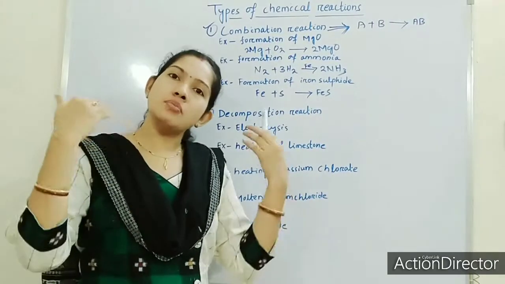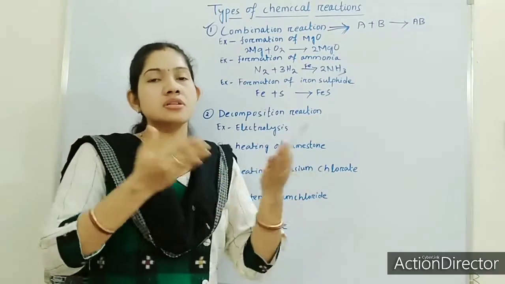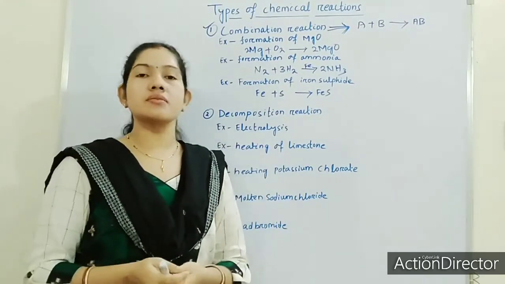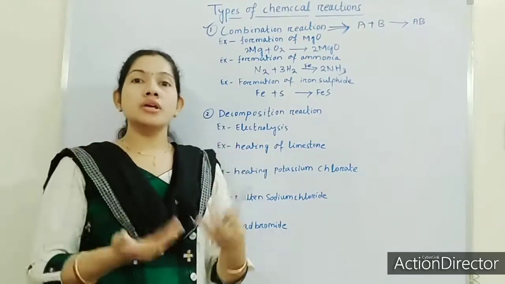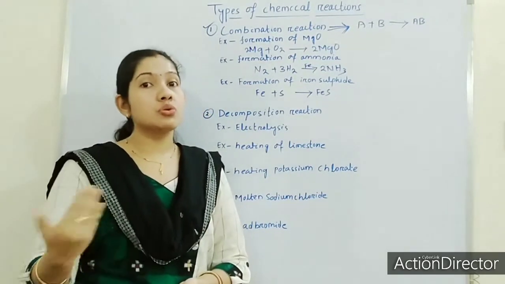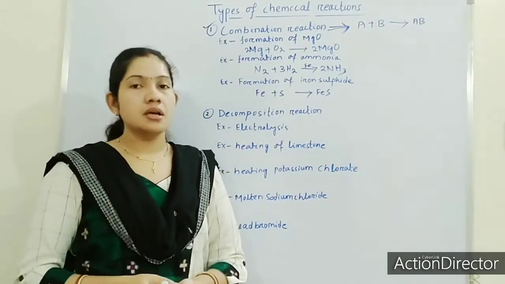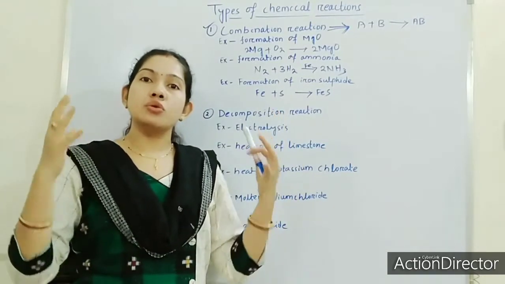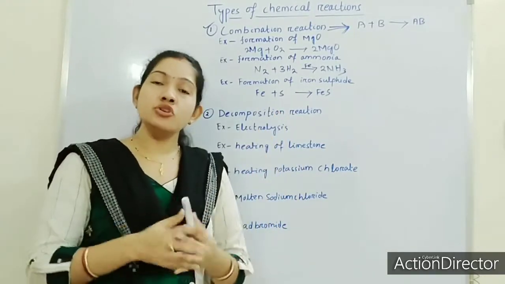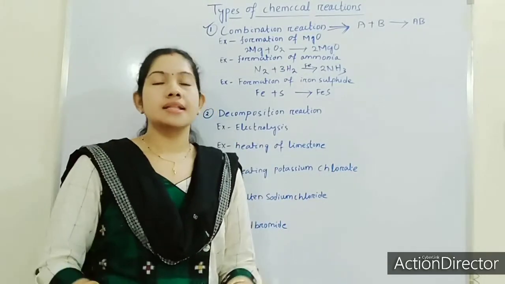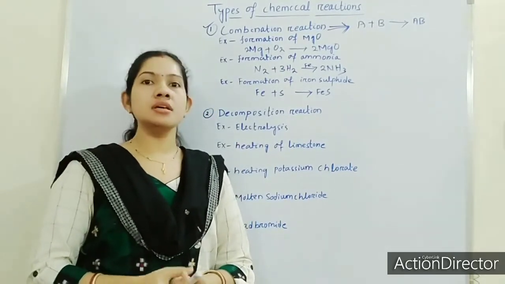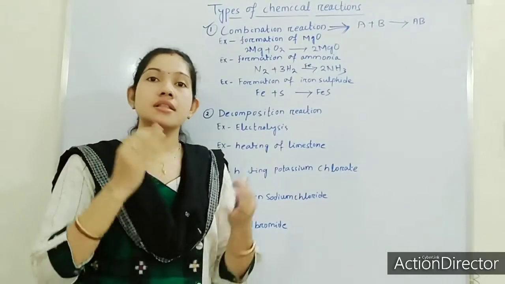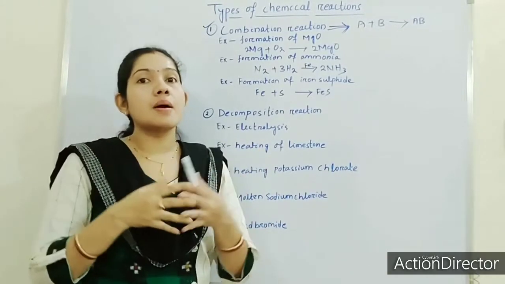You can take some more examples, like hydrogen and oxygen combine to form water. This is a very simple example. Sodium and chlorine combine to form sodium chloride. This is also very simple. So any reactants that combine to form a new product, that kind of reaction is known as a combination reaction. There the reactants are combining.